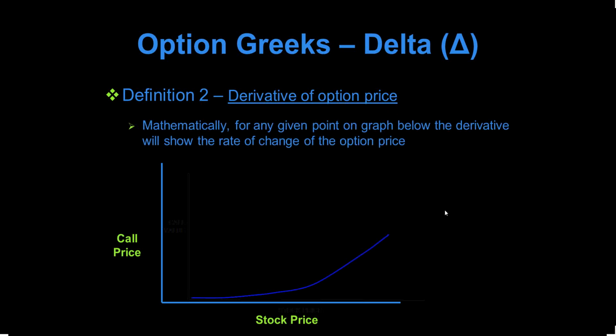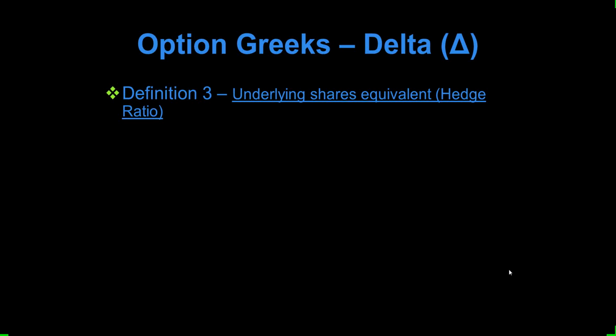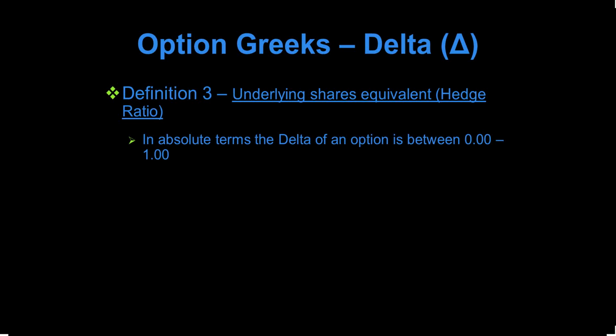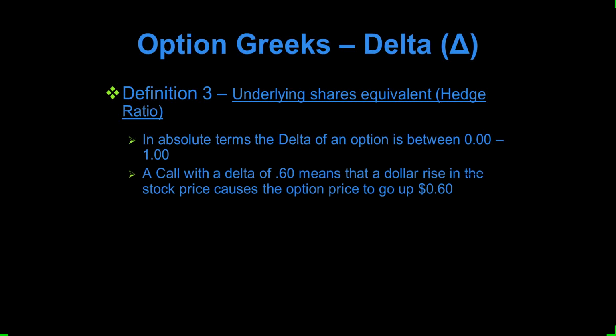Now, the third one is going to be important when we get into part 2 on synthetics. It's kind of the underlying share equivalent. It's called the hedge ratio. In absolute terms, whether it's calls or puts, you take away the negative sign for puts, an option has a value between 0 and 1. So a call with a delta of 0.60 means that a $1 rise in the stock price causes the option price to go up 60 cents.